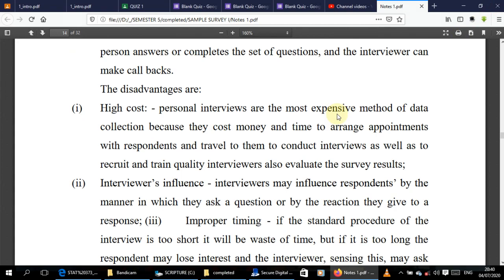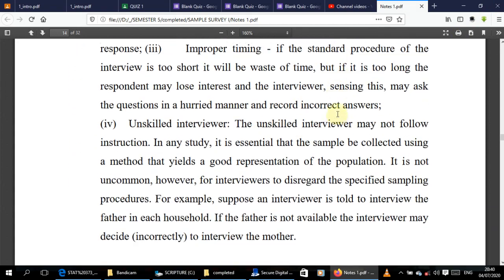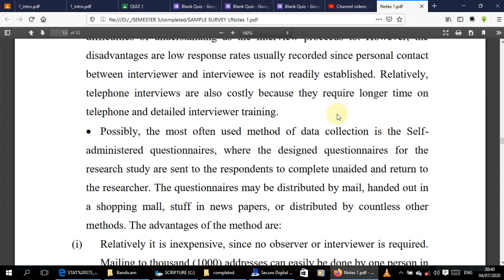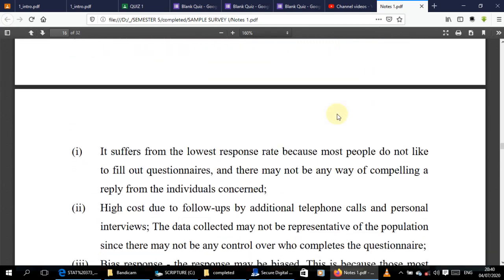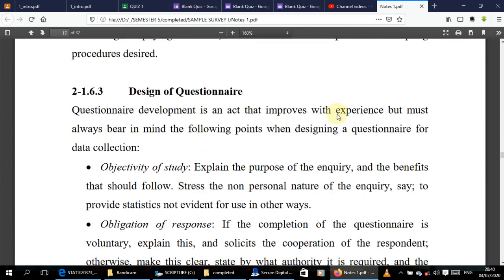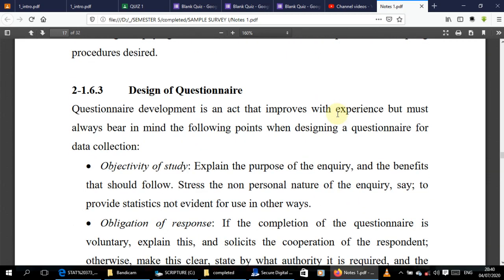So these are the things about conducting a survey. Go through that and then we'll be fine. Direct observation you can read. Alright, we'll meet again and talk about questionnaires.